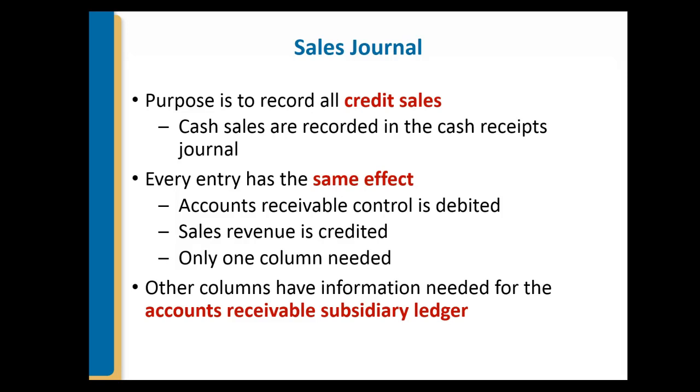There's only one column needed to record the debit or credit effect of these transactions because we total them all. Other columns are needed to capture information for updating the accounts receivable subsidiary ledger.